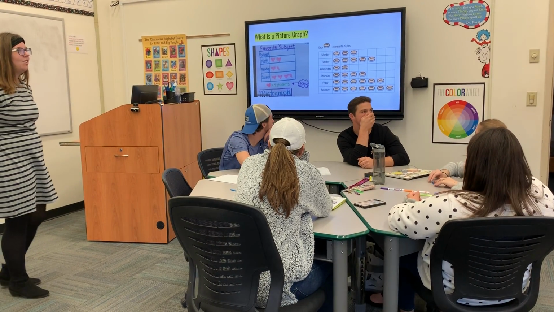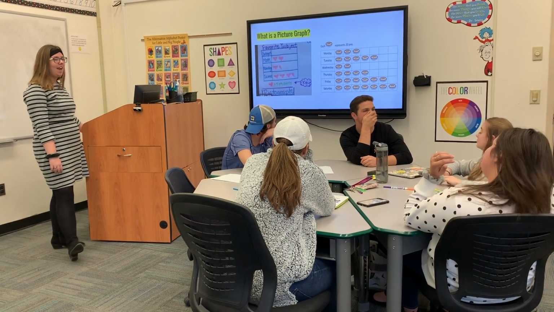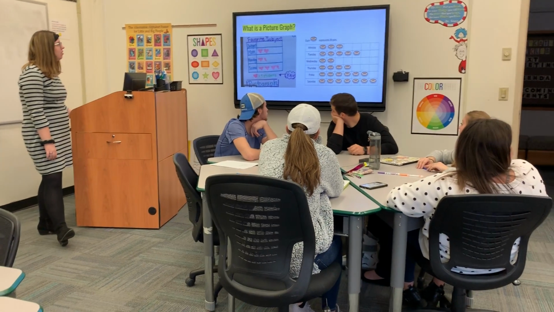So now, on the right, what are they representing, Jamie? 20 pies. Right, so you skipped ahead to the key, so we'll go over that after, but they are representing pies.